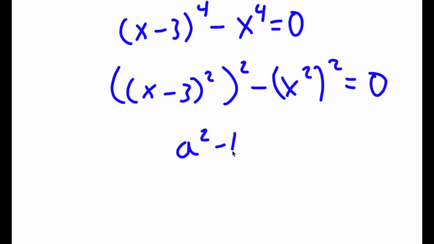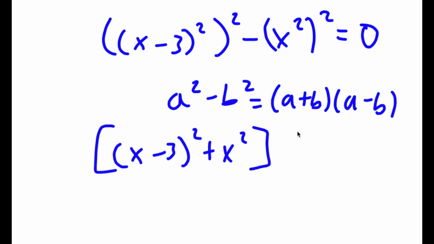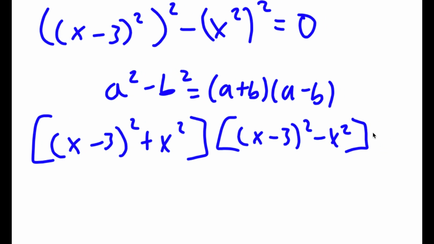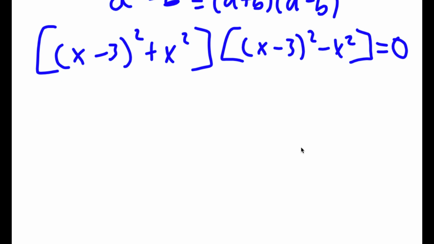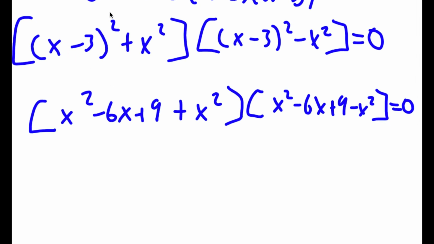And if I have something in the form a² - b², this is equal to (a + b)(a - b). So this is going to equal ((x - 3)² + x²)((x - 3)² - x²) = 0. And now this is the same thing as (x² - 6x + 9 + x²)(x² - 6x + 9 - x²) = 0, because I just expanded (x - 3)².